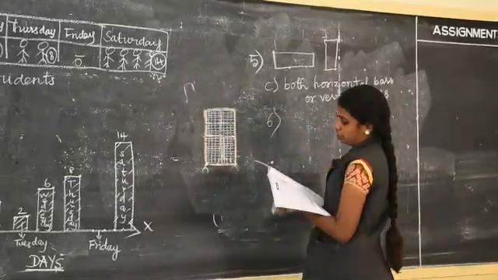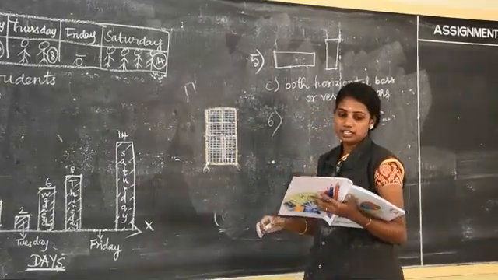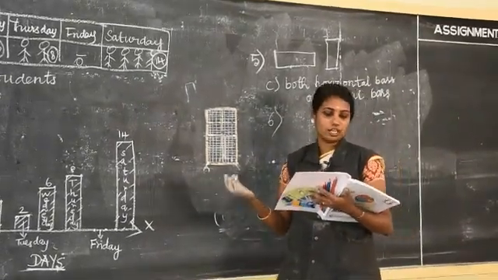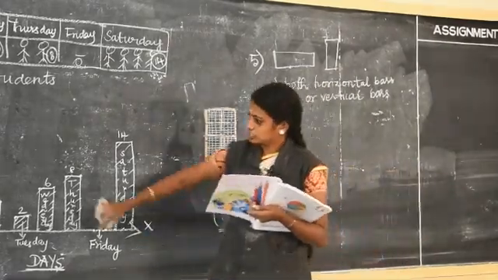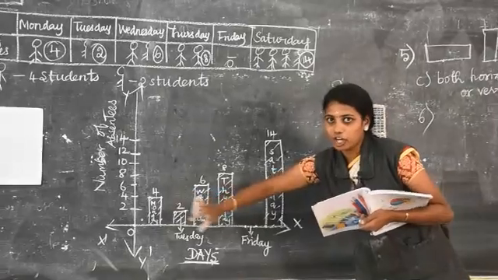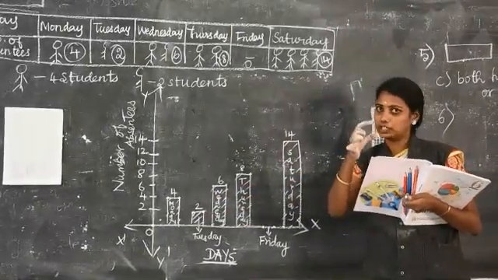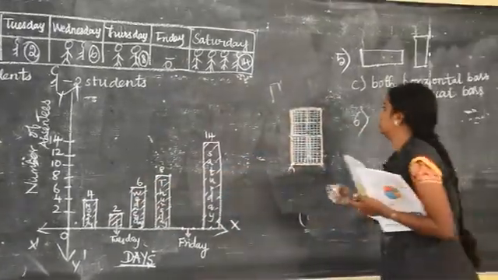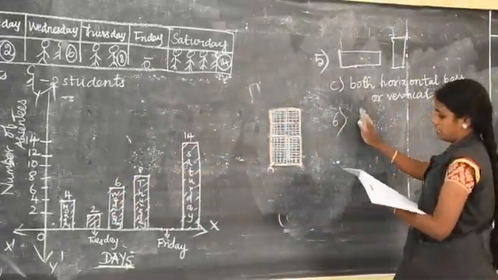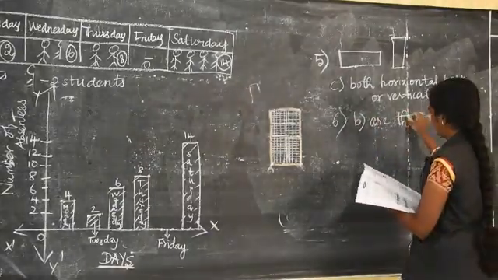Question number 6. The space between any 2 bars in a bar graph can be different, or the same, or not the same, or all of these. Okay, the distance between 2 bars must always be the same. I said leave one box. Leaving one box is equal to 1 unit. So one box only we are leaving. Same. Answer is option B.